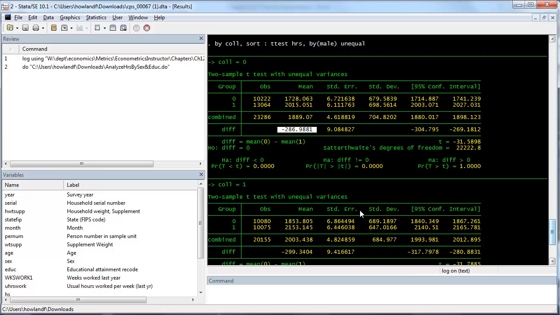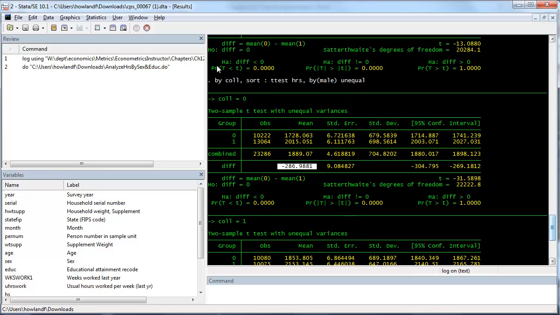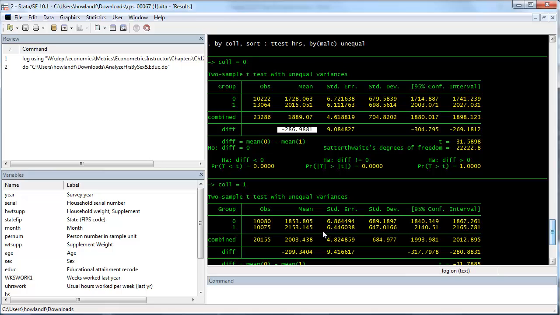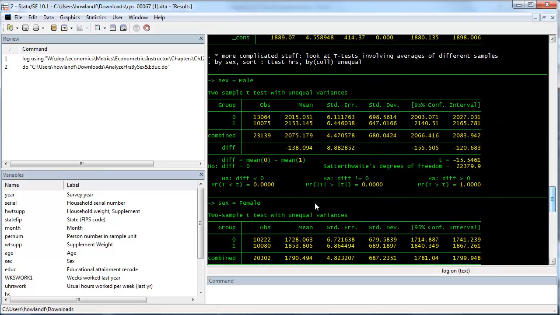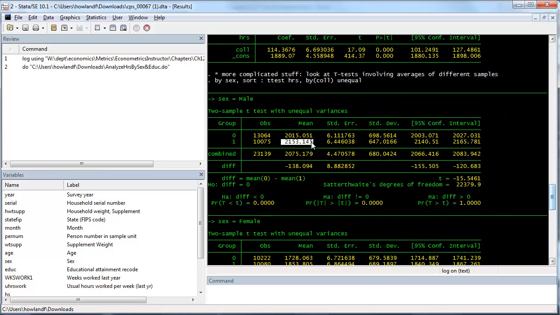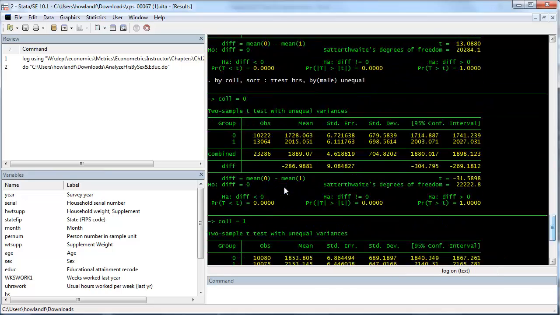Now, because we did it by college, we can look at college-educated people and find the difference is 299 hours. Again, females work less than males. College-educated females less than college-educated males. These numbers have shown up before in our different analyses. So we could hunt and find that 2153, that is males with a college education. We saw that before.